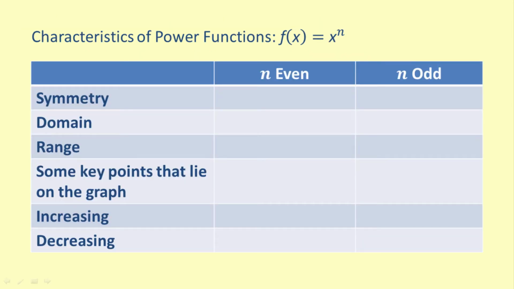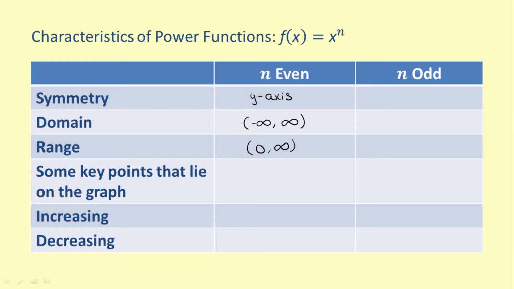Power functions have several characteristics that make them easy for us to identify. Let's first consider the case where n is even. When n is even, the graph of x to the n is symmetric about the y-axis. The domain of this function is all real numbers, so we'll write negative infinity to infinity. The range of the function is from 0 to infinity, because raising any value to an even exponent will always produce a positive value.